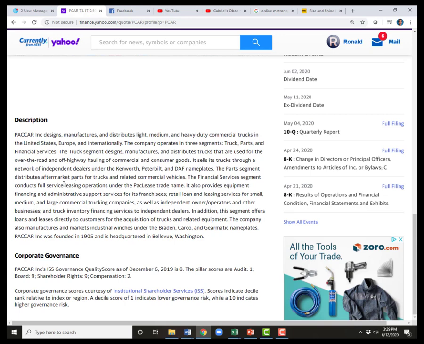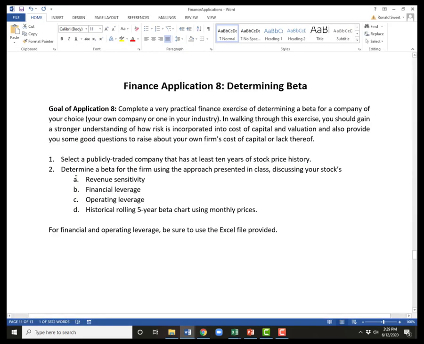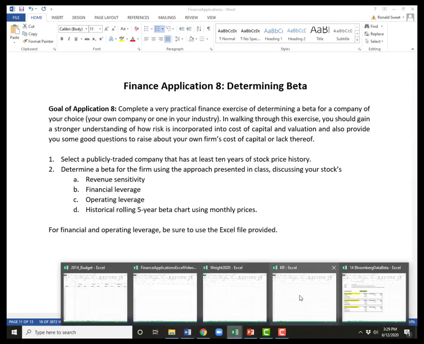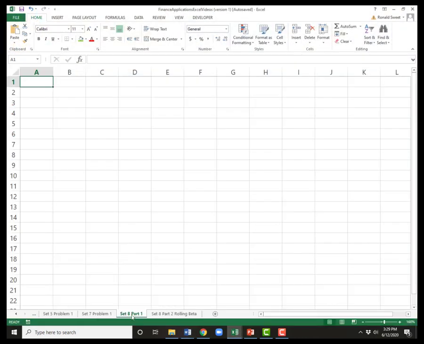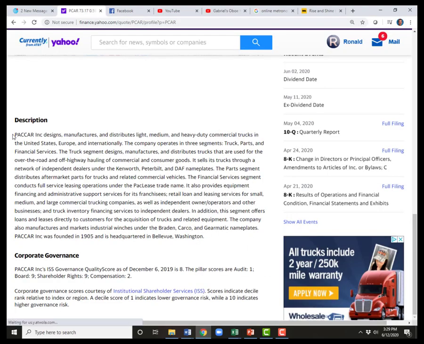sales. So it's an interesting industry, but if you look at what we're doing here in this exercise, there are 4 things we want to talk about. So I'm going to go into Excel. I'm going to split this into 2 pieces. The first part is we're going to talk about the firm. So PCAR, who are they? I'm going to bring in that discussion of the firm.